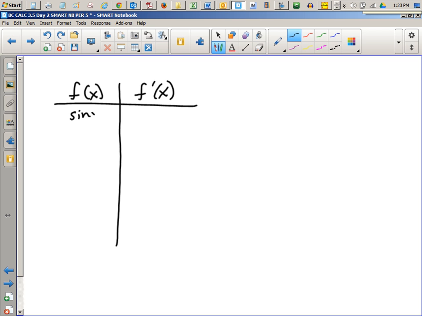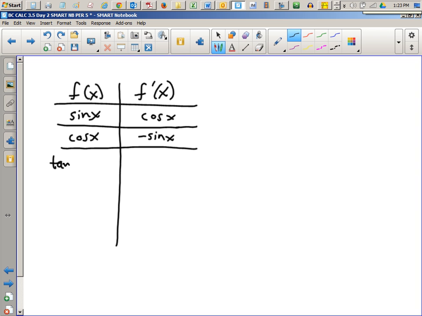Okay, so sine x, the derivative came out to be cosine x. And then we talked about cosine x, and the derivative of that was, what was that, remember? Yeah, negative sine x. And then we tried to use the fact that tan x was sine x over cosine x, and the quotient rule. We tried to use low d high minus high d low all over low squared, using sine and cosine as high and low respectively to come up with the derivative of tangent. So what did we end up with on that? Secant squared x.